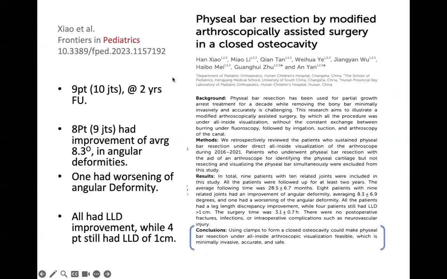This is the study of Zhao in Frontiers in Pediatrics 2023. They conclude that using clamps to close the osteocavity could make physeal bar resection under all inside arthroscope visualization feasible, which is minimally invasive, accurate, and safe. They operated on 10 joints with 2 years of follow-up. It improved the average angular deformity by 8.3 degrees. One had worsening continued angular deformity. All had significant limb length discrepancy improvement, while 4 patients still had limb discrepancy, and maybe they will become good after 2 years.